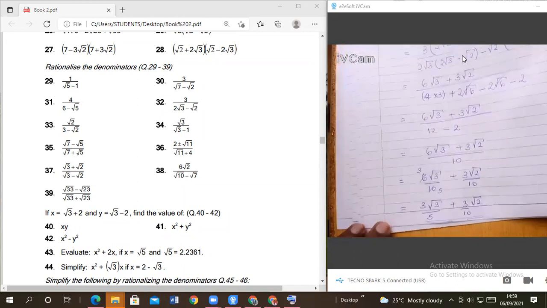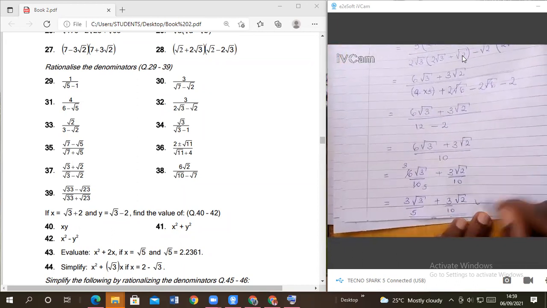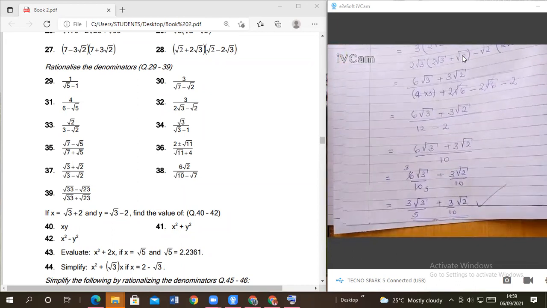Members, is it all clear? Yes, teacher. So, with those three questions we have done, if you have any problem on how to rationalize, please ask me before I move to the next concept. We are together, right?